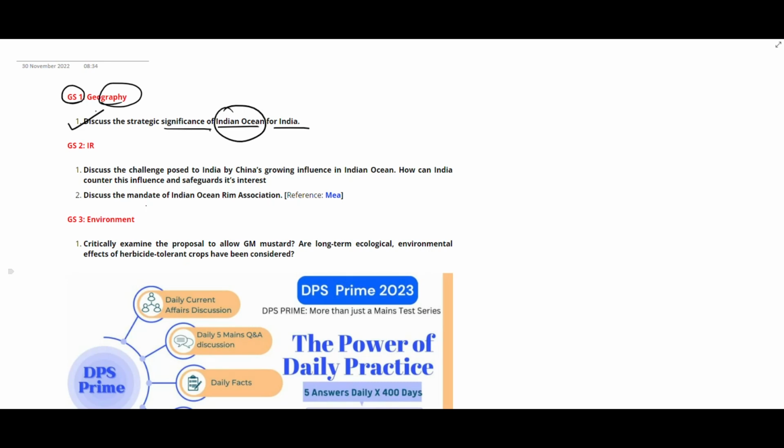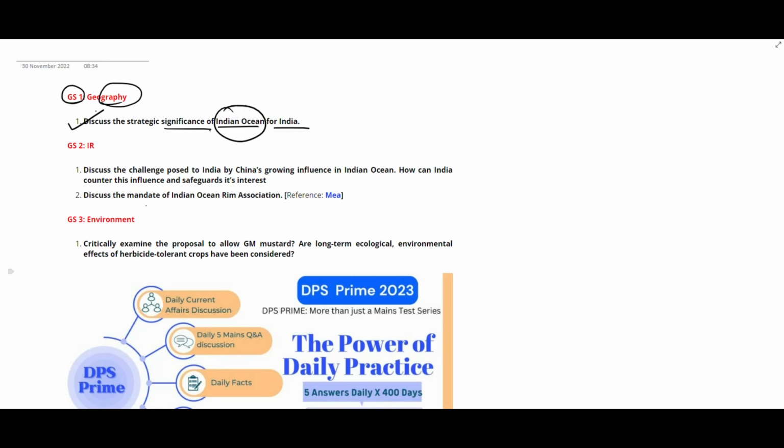So I personally believe that this topic is very important for the geography students in their optional, and this topic is also very important for general studies students, particularly from the mains perspective. This topic of Indian Ocean is very important. Resource base of Indian Ocean is very important. Overall Indian Ocean geography is very important.